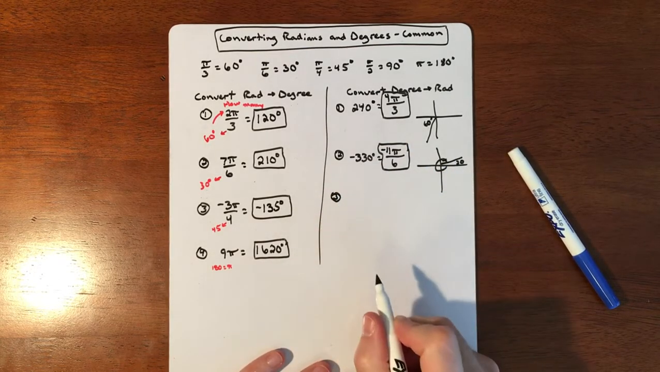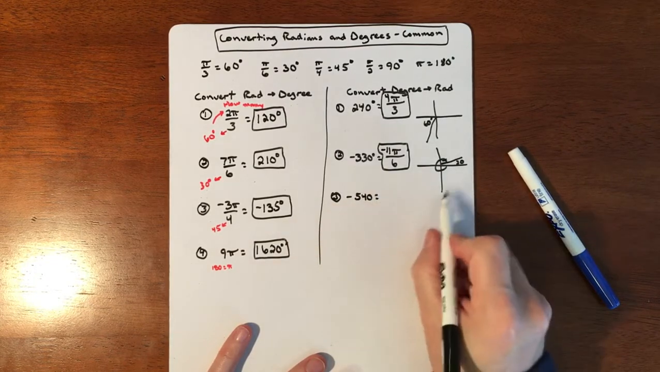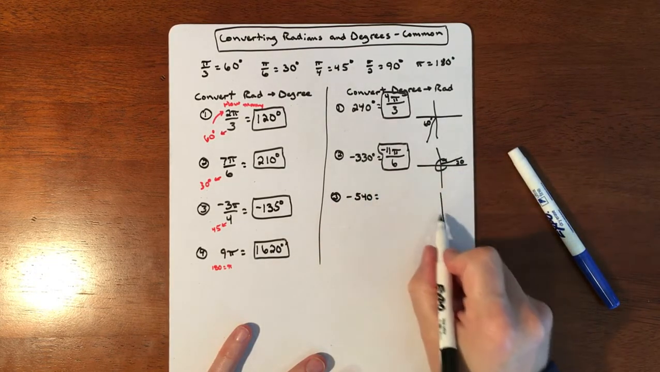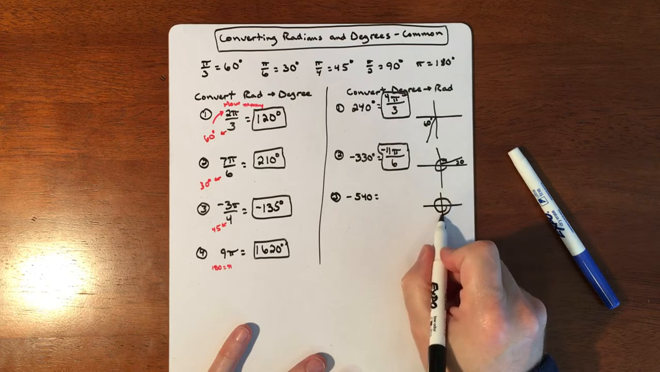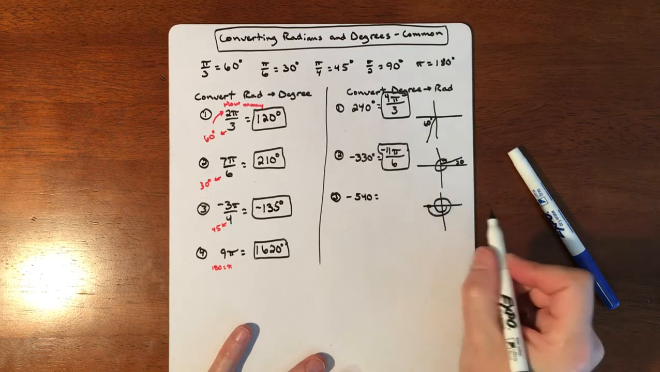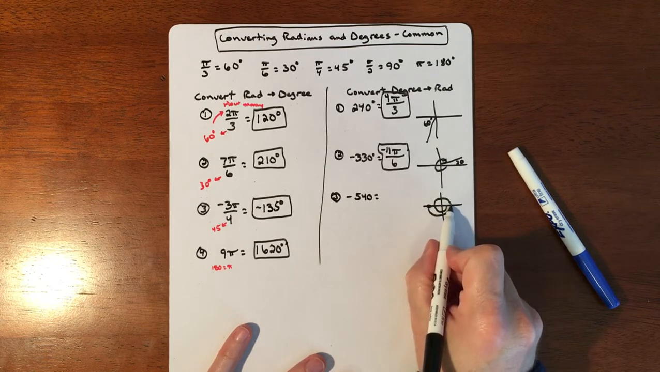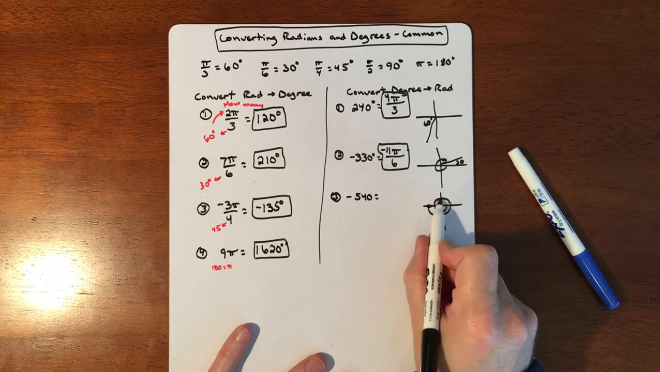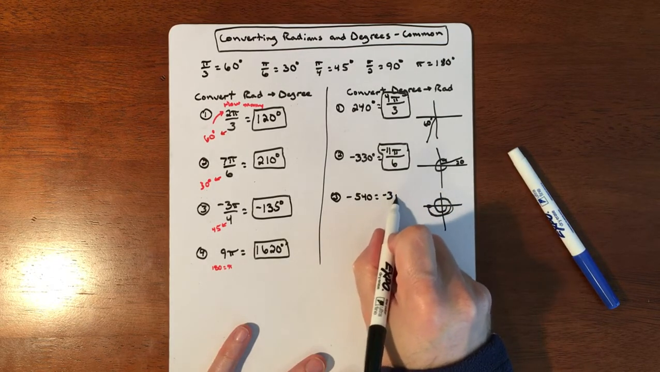And then what if you had negative 540? If you drew negative 540, we would go 360, and then it would actually be another 180 to get you right there. So you're looking at pi's. How many pi's are we talking about? How many 180s are we talking about? Well, we went 1, 2, 3. So negative 3 pi.